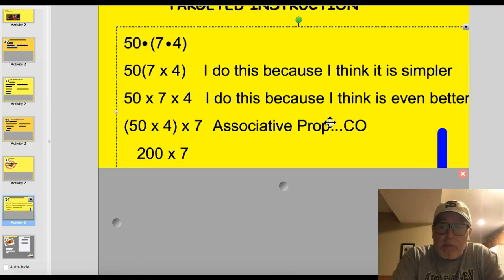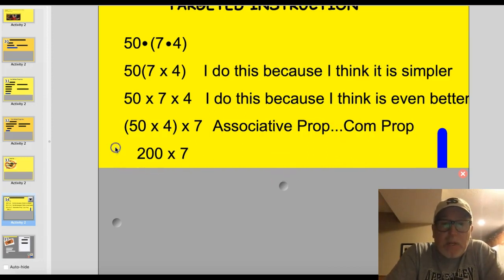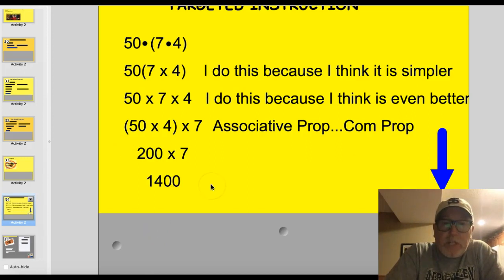I got the commutative property in here too. Sorry. And again, I used two properties at the same time, the associative property and the commutative property, to solve that bad boy and get the 1400.